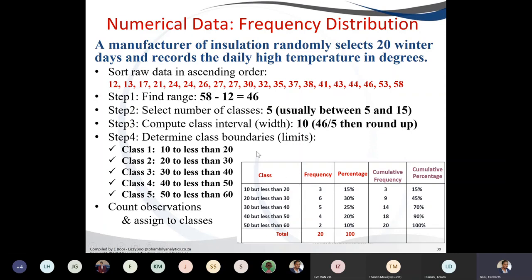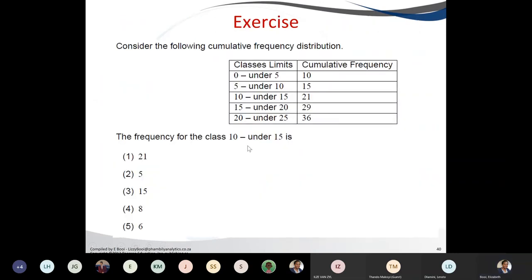So when you have a frequency distribution table, this is one example that I just used now. Here they're asking you, what is the frequency for the class 10 to less than 15? So you go here, you look at the class less than 10, 15. But if we look at the heading there, it is a cumulative frequency. Therefore, if this is a cumulative frequency, then it includes those 15 as well.